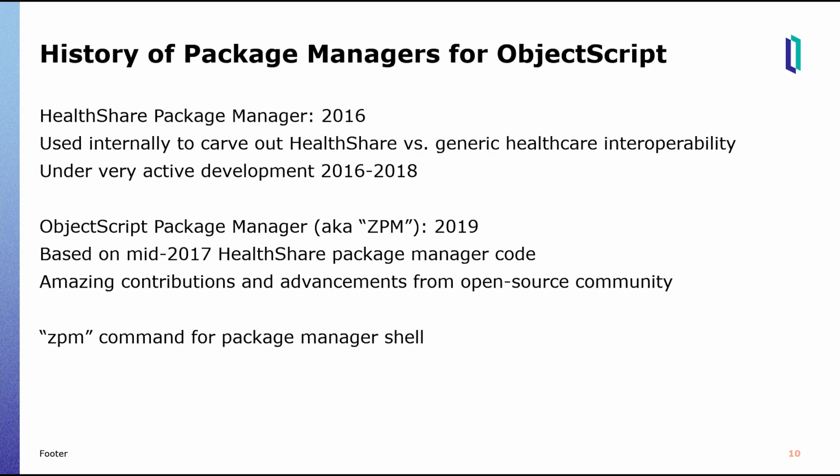So it was under very active development. I was doing a ton of work on it from 2016 to 2018. In 2019, Evgeny and the community team released the Object Script Package Manager that was based on the Health Share Package Manager from about mid-2017. And that helped solve a problem that the development community had, where we have ObjectScript projects on GitHub. We want to be able to easily install them somewhere. We want to be able to distribute them. A package manager is really good at that too.